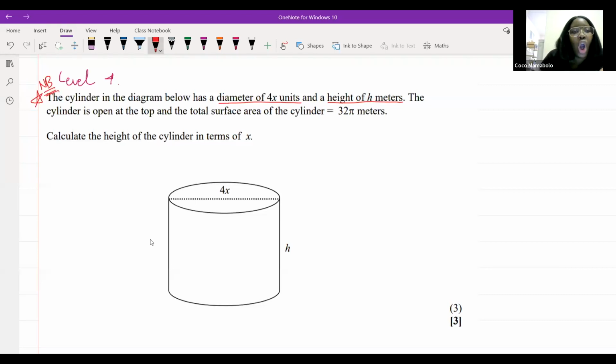The cylinder is open at the top, which is a very, very important statement that they've made over here. It is open at the top, and the total surface area of the cylinder is 32 pi meters. Now it says, calculate the height of the cylinder in terms of x. Now, they've given us the surface area. And whenever we want to calculate for the surface area of a shape, we need to break it up into its parts. What two shapes is this cylinder made of?